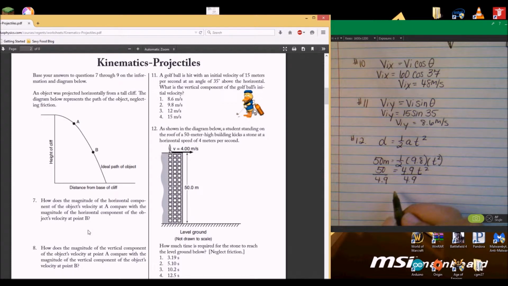And you're given 10.2, which equals t squared. Take the square root of each side, and 3.9 equals t. And your units for this should be seconds.